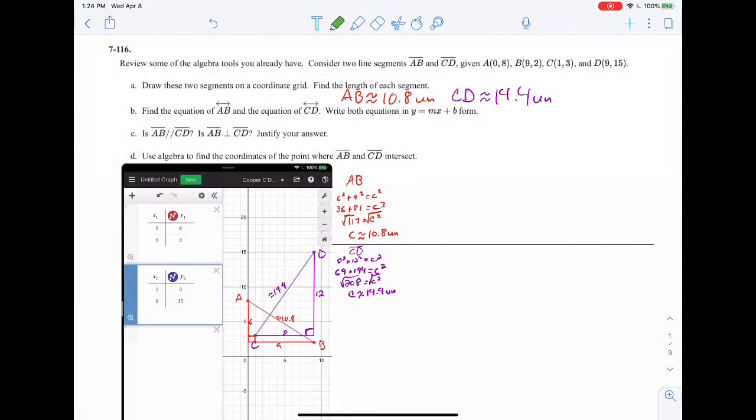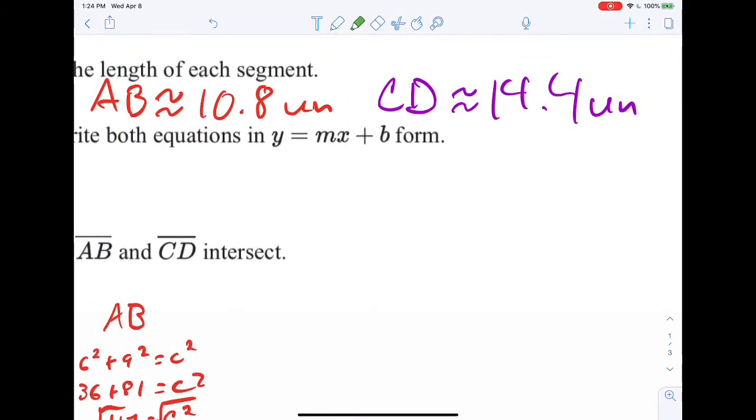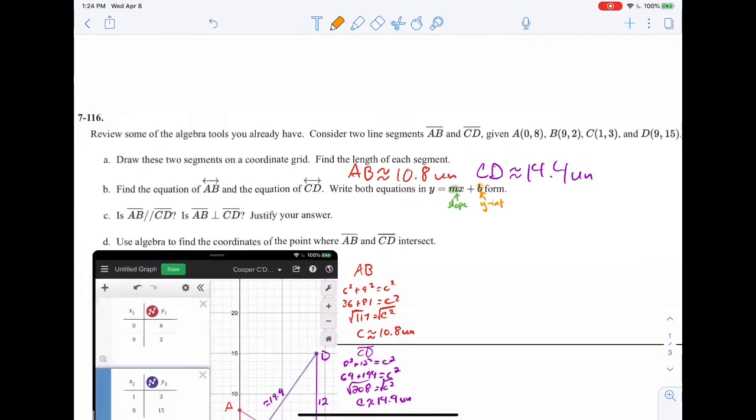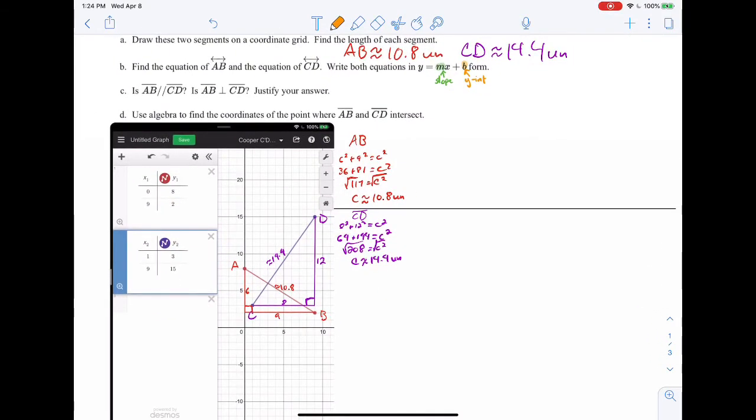On to letter B. Find the equations of lines AB and CD. Write both equations in y equals mx plus b form. I'd like you at this point to do your best to write the equations for each of those two lines. And remember, to do so, you simply need to find m, which is the slope, and b, which is the y-intercept. Okay, so hit pause and give it your best shot.